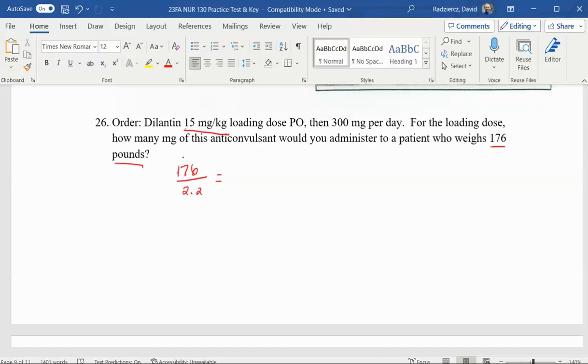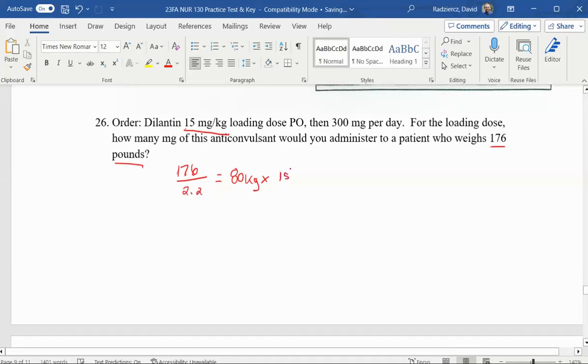Yeah, 80. So that's going to give me 80 kilograms for the patient's body weight. Then I'm going to multiply the patient's weight by the loading dose, which is 15 milligrams per kilogram. We can eliminate kilograms, and then 80 times 15 gives me 1,200 milligrams as my loading dose for the Dilantin for this patient that weighs 176 pounds.